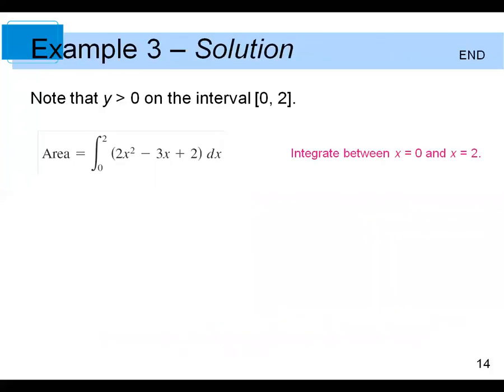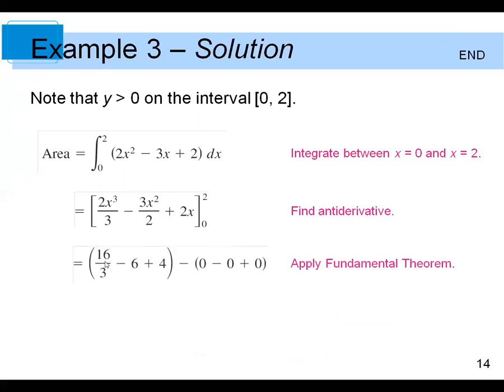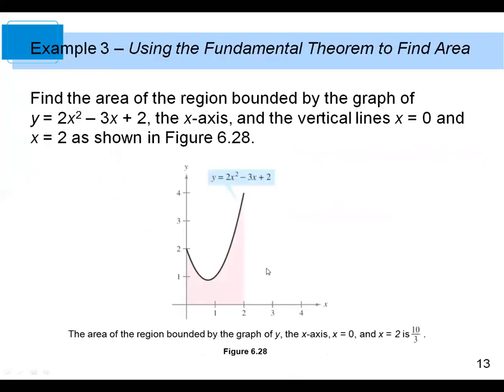Okay, so we can set that up as a definite integral. So all you do is integrate the region over the interval. So you anti-differentiate, you'd have 2/3 x cubed minus 3x squared over 2, or 3/2 x squared, plus 2x. Again, you don't need the plus c. Then you would plug in 2 and 0 and subtract. So plugging in 2 gives this, and 0 gives that, subtract. And you get 10/3. So the area of this region is equal to 10/3.